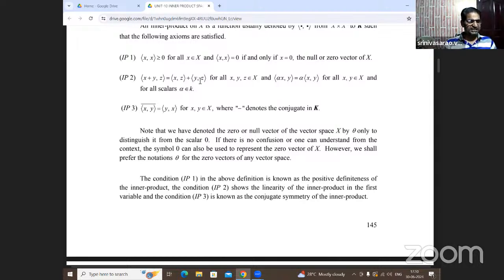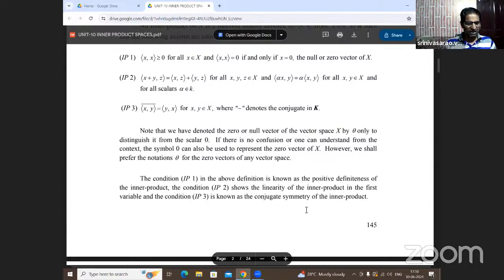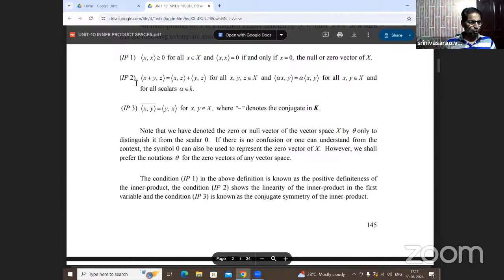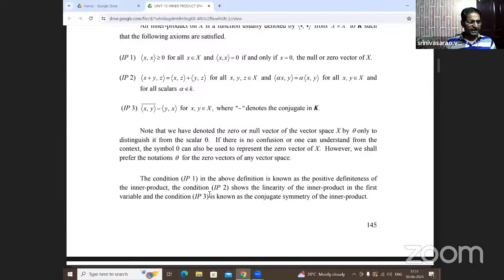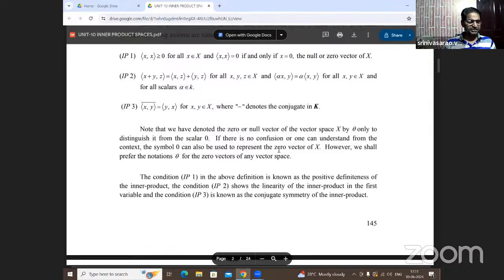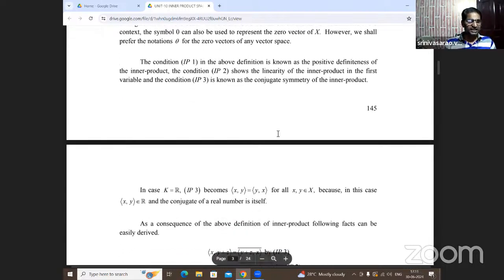When these three conditions are satisfied, the third one is called conjugate symmetry. IP means inner product: IP3 is the third condition, IP2 the second, and IP1, the first condition, is called positive definiteness. Please verify this in your textbooks also. IP2 is called linearity of the inner product, and IP3 is called conjugate symmetry. When these three conditions are satisfied, that is called an inner product space.